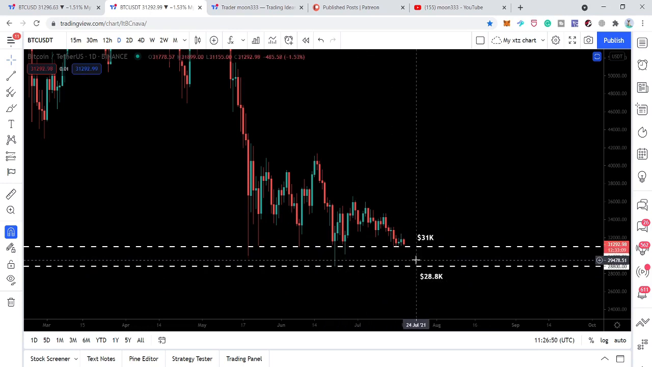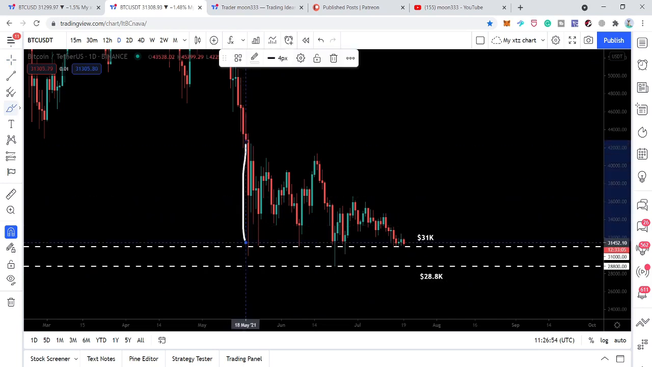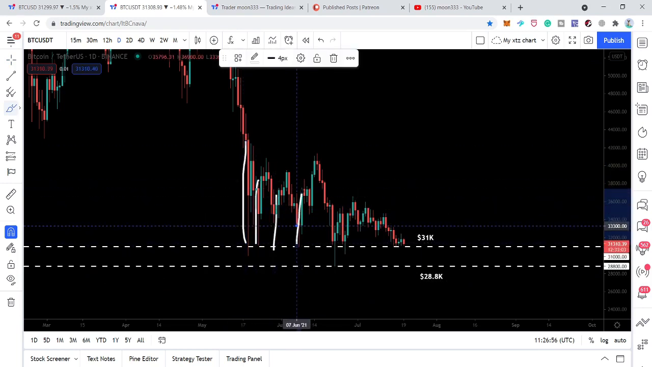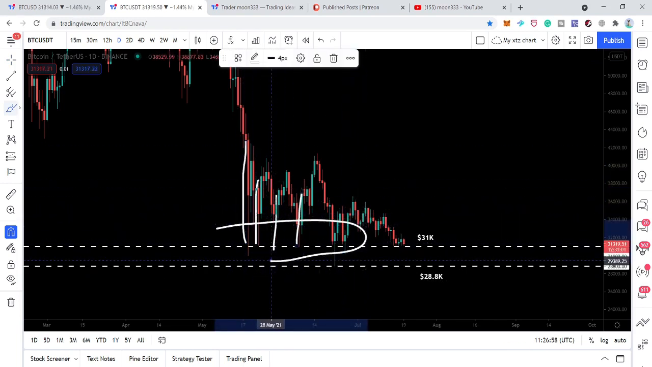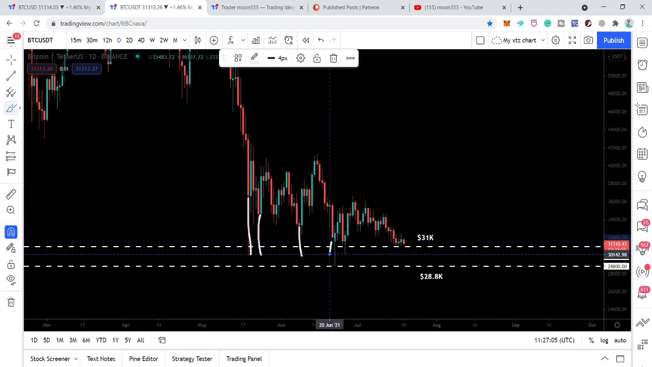But the difference is that previously, whenever the price action was moving close to this zone, the bears were getting weaker there, and we were having the spikes, only hitting the spikes here in this zone.